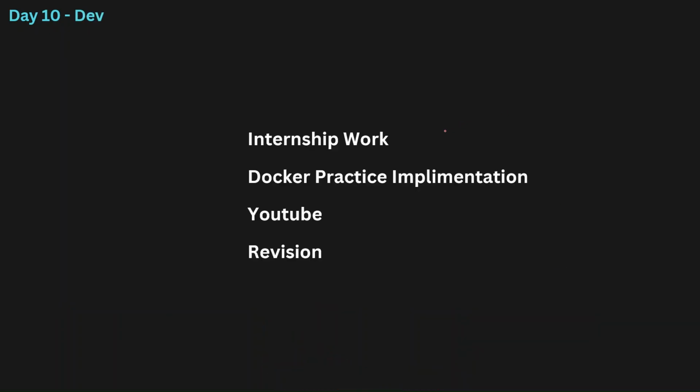For the development part, I did internship work. I had a lot of internship work to do. Then I practiced Docker and implemented it. Then I did YouTube stuff and revised my DSA concepts.